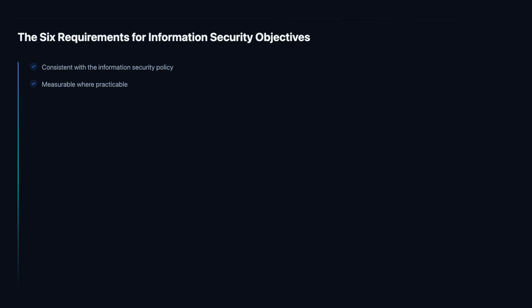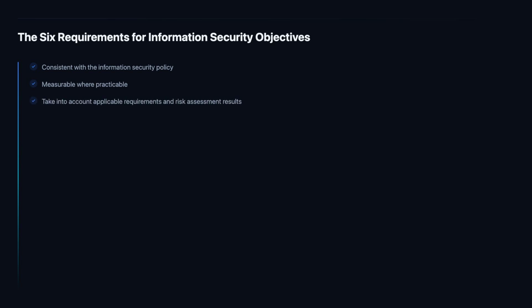The requirement for objectives to be measurable where practicable acknowledges that not every security outcome can be reduced to a precise numerical target, but it sets a strong expectation that organizations will try. Vague objectives such as "improve security awareness" are weak because there is no way to determine whether they have been achieved. A measurable equivalent: 100% of employees complete the annual security awareness training by December, creates a clear success criterion that can be monitored and reported.